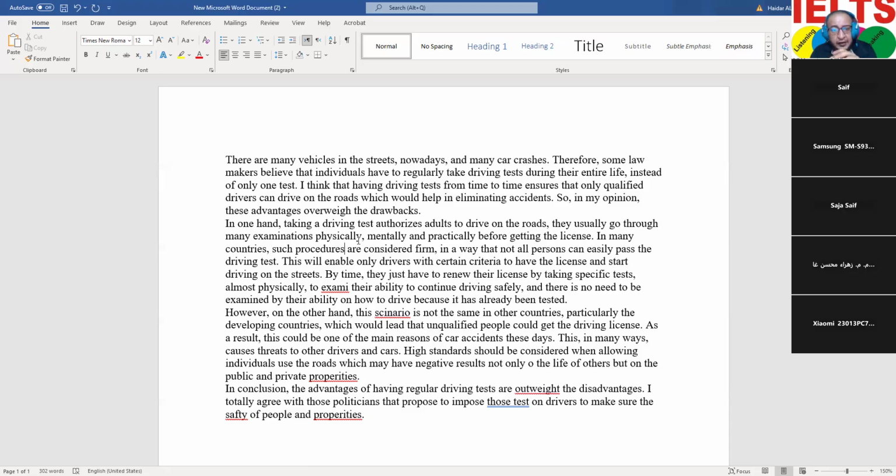Can easily pass the driving test. This will enable only drivers with certain criteria to have the license and start driving on the streets. By time, they just have to renew their license by taking specific tests. Almost physically, to examine, not to examine, you forgot the N, the ability to continue driving safely. And there is no need to be examined by the ability on how to drive because it has already been tested.